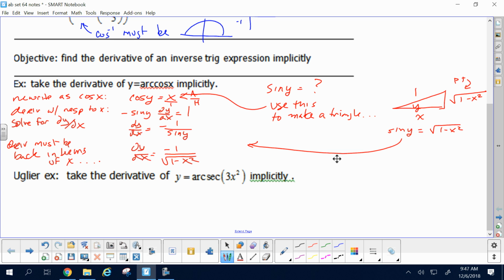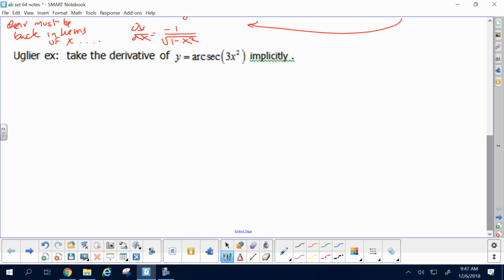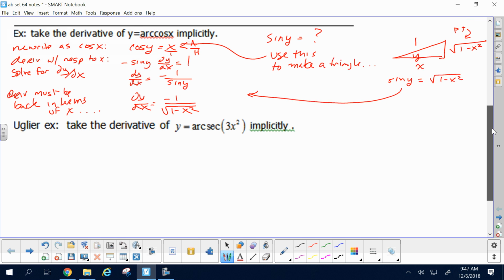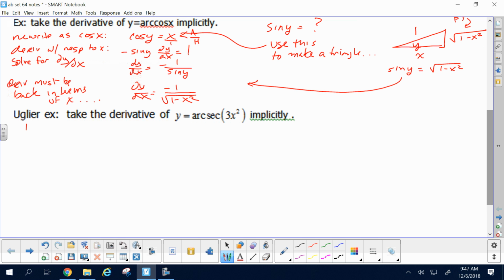Now, this is going to be a little sloppy. Okay, messy. But that said, the principle is still the same. I'm going to first rewrite it implicitly. That's the same as secant y equals 3x squared. The implicit derivative. Take the derivative of both sides with respect to x.